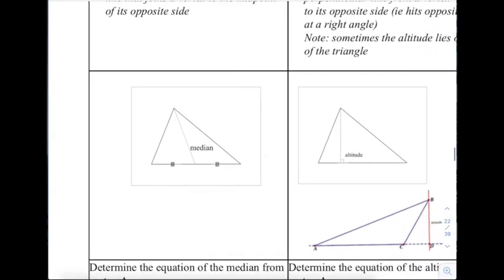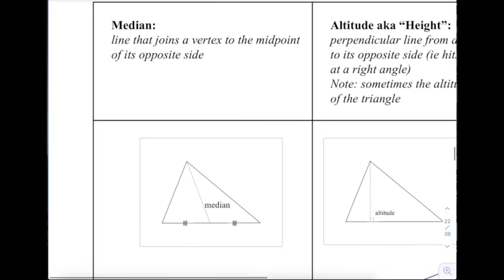So what is a median? Let's just have a look at it. A median, it's the middle, right? If I were to take the median grade of all my grade 10s right now, what I would do is list them from lowest to highest or highest to lowest and find the person in the middle. And that's the median grade. Okay, that's what it means. So a median is a line that joins a vertex to the midpoint of the opposite side.